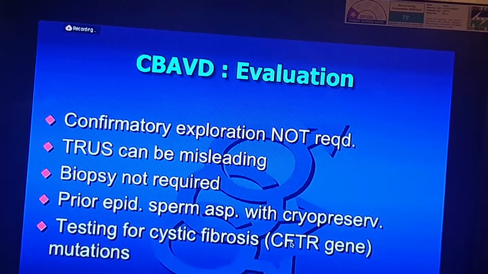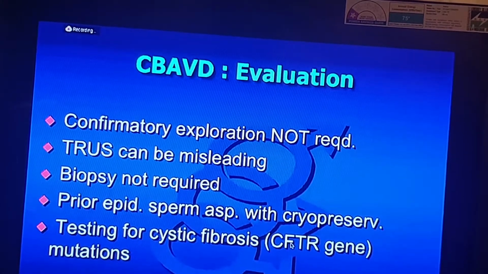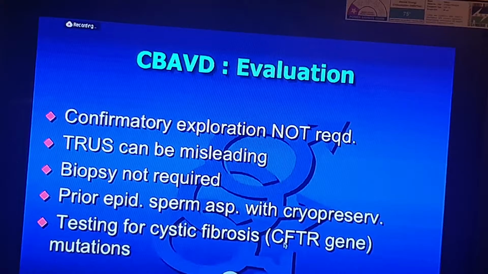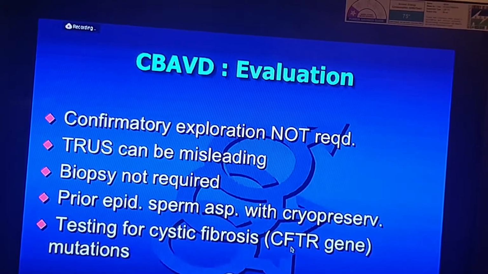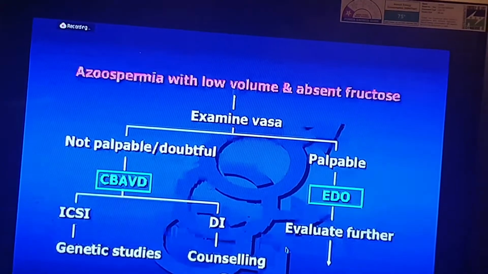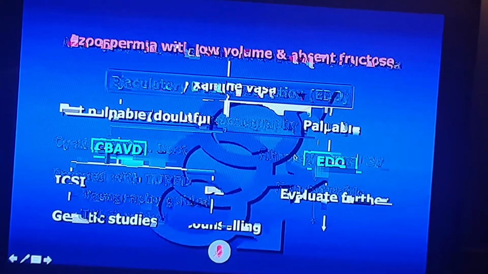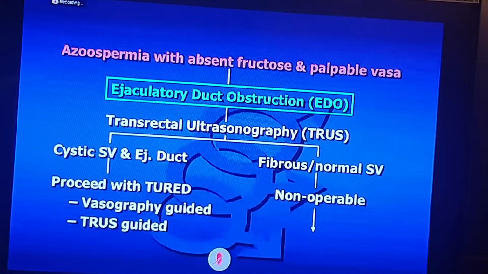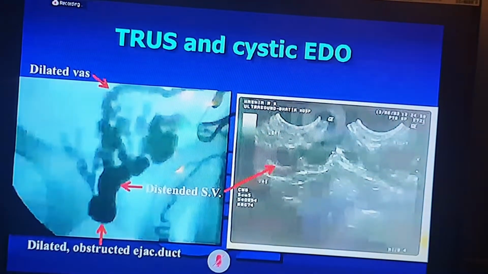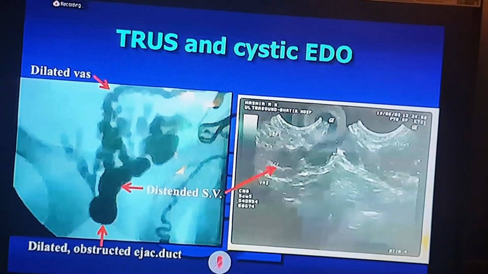In vas aplasia, you need to look for cystic fibrosis transmembrane regulator gene mutation, and the treatment will be epididymal sperm aspiration and ICSI. If there's ejaculatory duct obstruction, we will do a transrectal ultrasound, and at the time of TUR, we will do vasography.